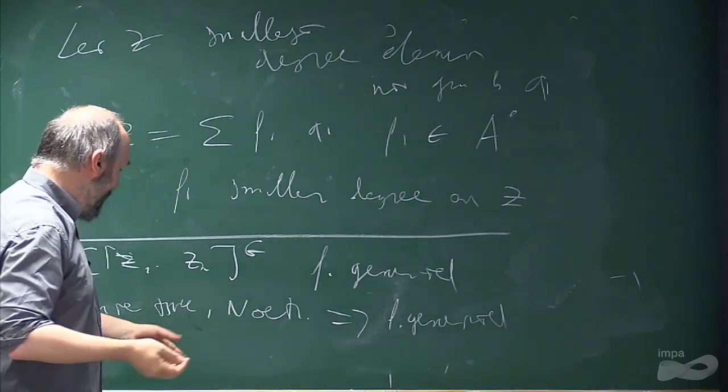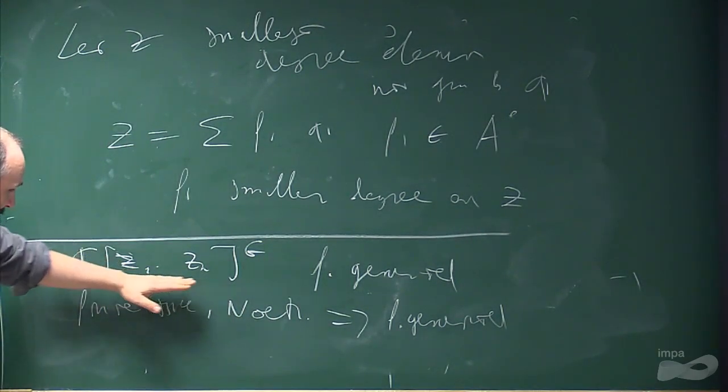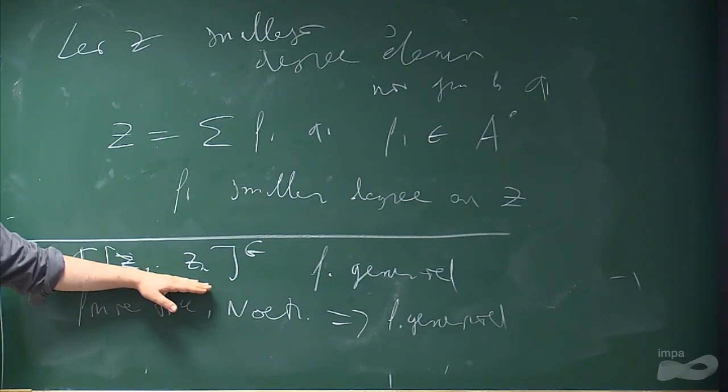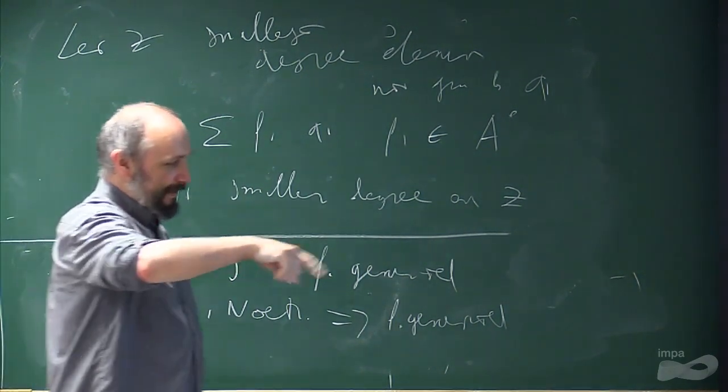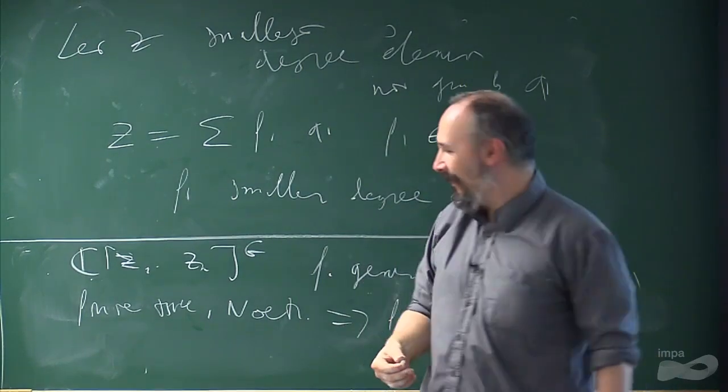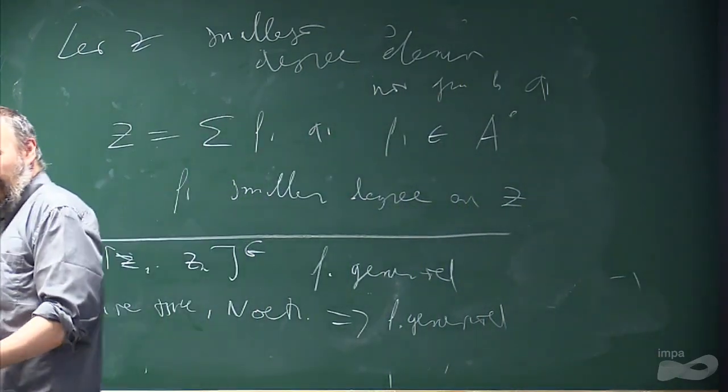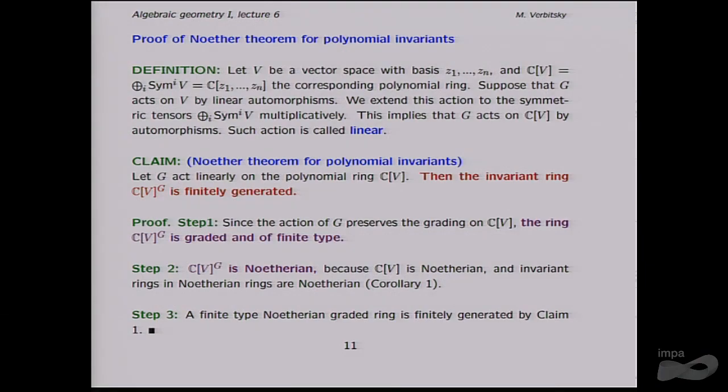So we take the invariants of the group action inside the polynomials. We assume that the group acts preserving the grading. So this is a graded ring. It's just the direct sum of all invariants in all homogeneous components of the polynomials. So these are finite dimensional spaces. It's a graded ring, very good. And then it's Noetherian, as we just proved.